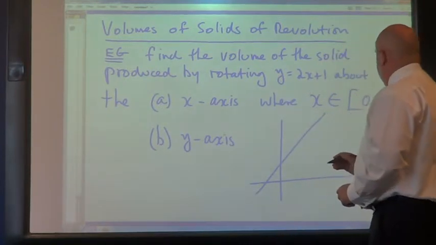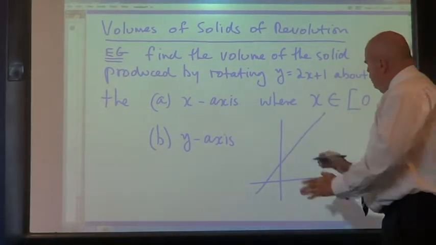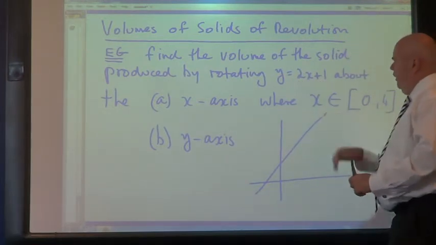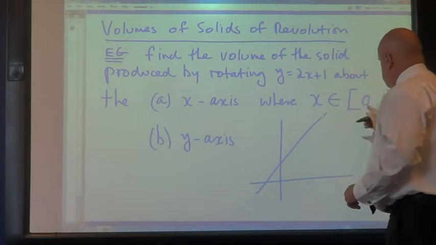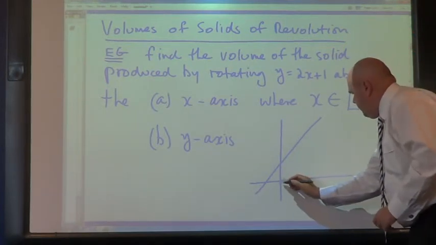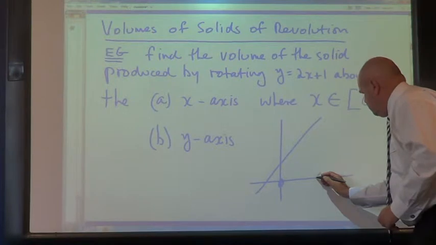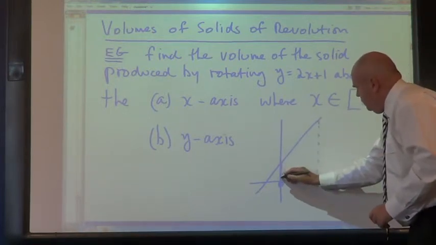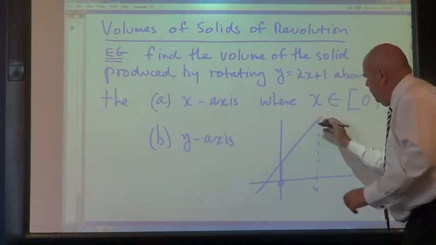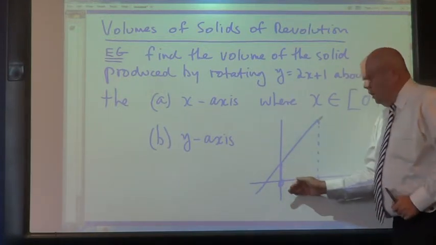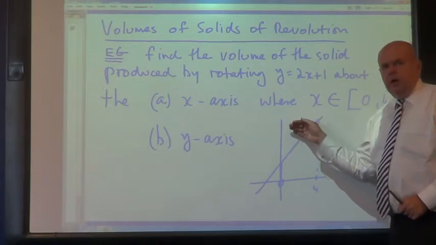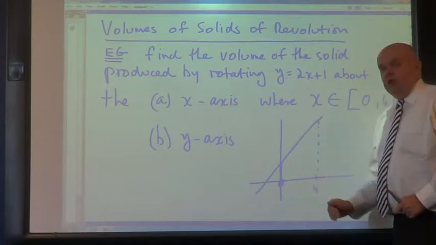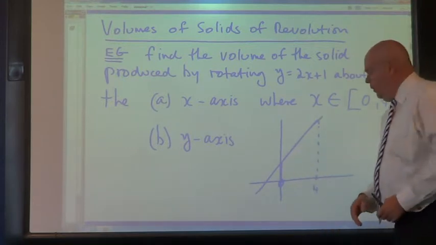We don't need to be bothered too much about what it looks like, but that line is supposed to represent y equals 2x plus 1. Between where x is equal to 0, in other words the origin, and 4, we are going to rotate this line around the x-axis. It's going to trace out a solid. That solid is called a frustum. Think of it as a lampshade or a truncated cone.